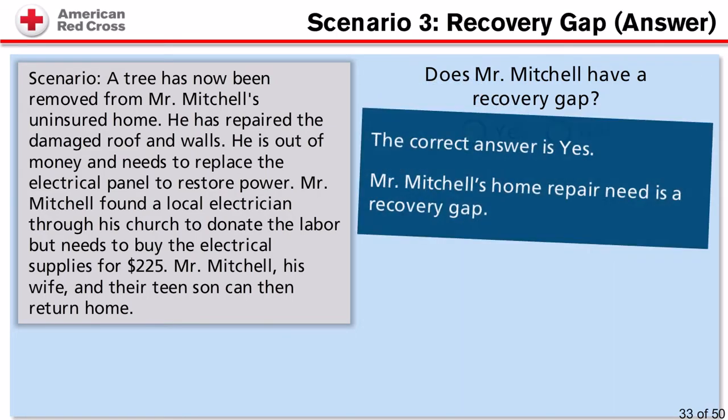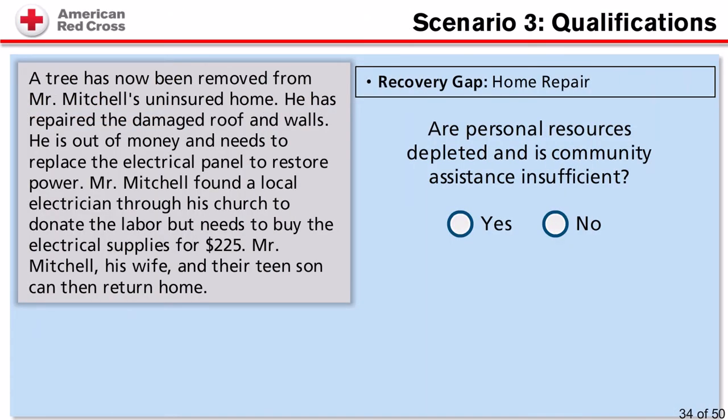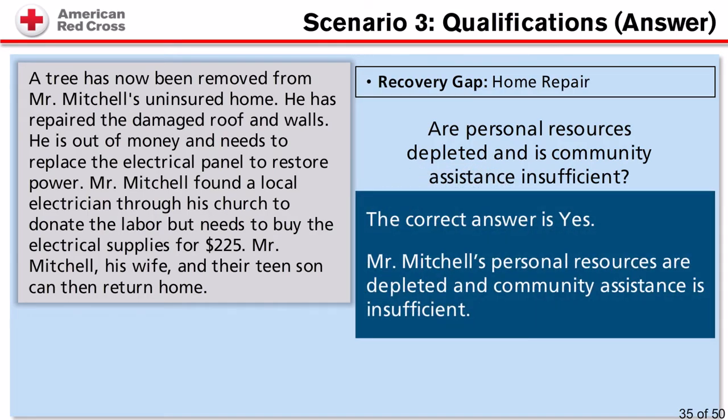The correct answer is yes. Mr. Mitchell's home repair need is a recovery gap. Are personal resources depleted and is community assistance insufficient? Yes or no? The correct answer is yes. Mr. Mitchell's personal resources are depleted and community assistance is insufficient.